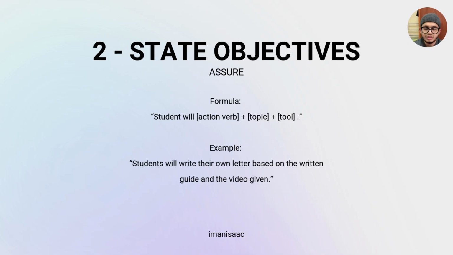Okay, for the second step, which is state objective. The first thing we need to do is the formula. Student will be added action verb plus topic and also plus two. For example, student will write their own letter based on the written guide and the video given.